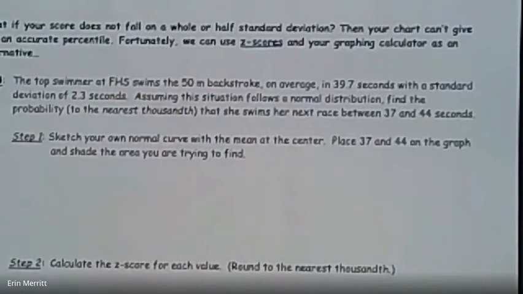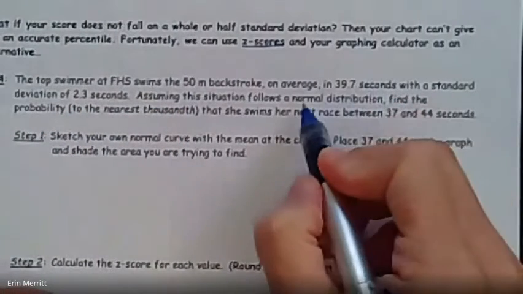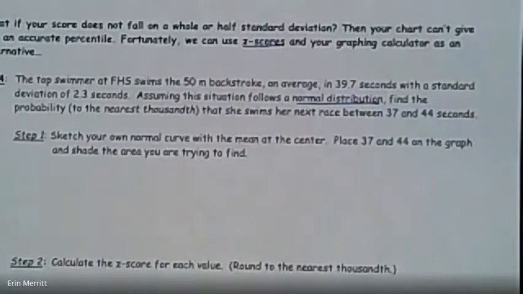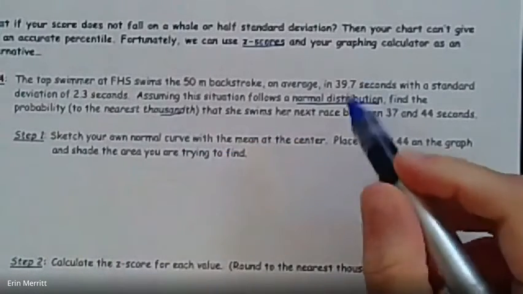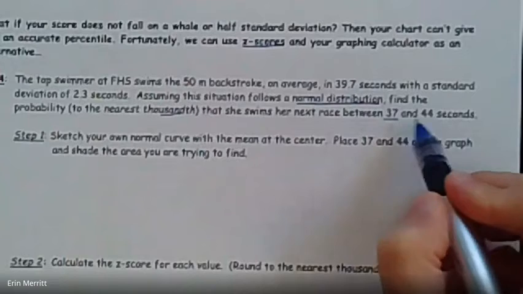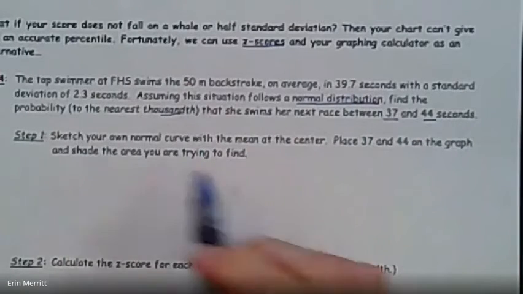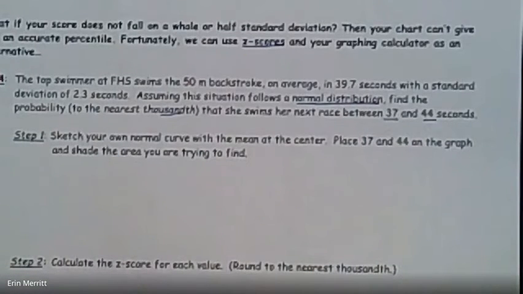It says, assuming the situation follows a normal distribution. So there it is, they're telling you that that's happening. Find the probability to the nearest thousandth that she swims her next race between 37 seconds and 44 seconds. So it says, sketch your normal curve with the mean at the center, put the 37 and the 44 on the graph, and shade the area you're trying to find.